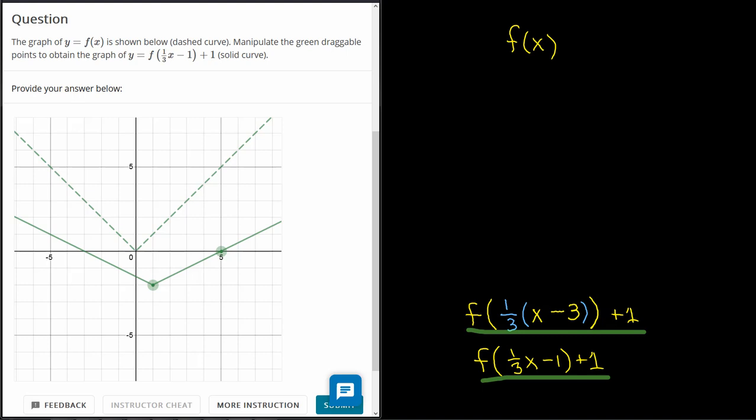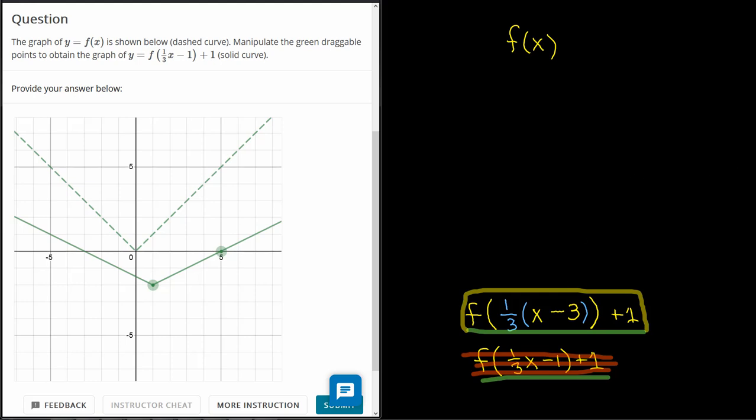So I'll cross this out because I don't want to look at it anymore. My real target for this problem is this one right here. But again, I want to emphasize this is the same thing as the other one. So if we target this, we'll get the same answer.